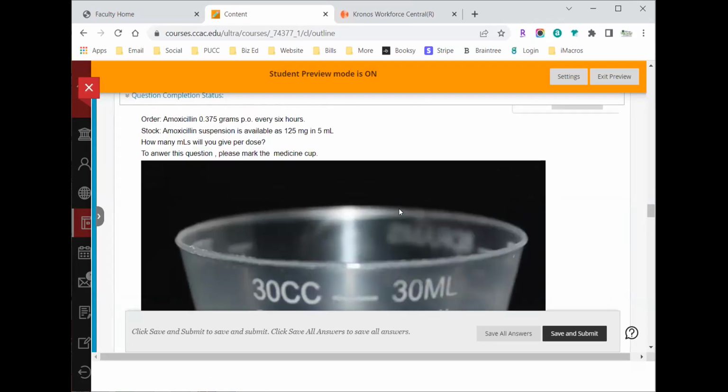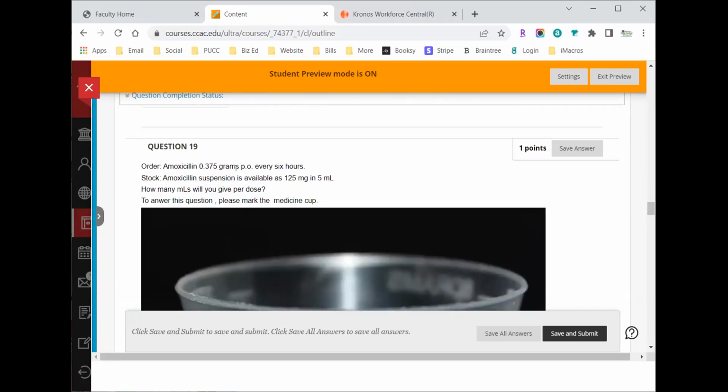Okay. So 0.375 grams. Available is 125 milligrams per 5 ml. What are you going to give them? Mark the cup. The first thing you need to remember is you got to convert grams to milligrams. So that 0.375 grams is the same thing as what? 375 milligrams. 375 times 5 divided by 125 is what you're going to do.